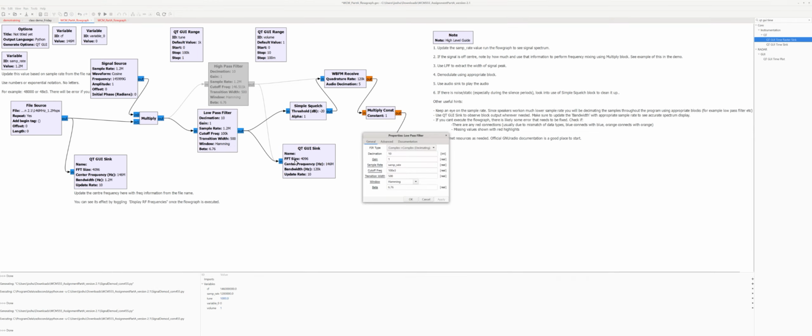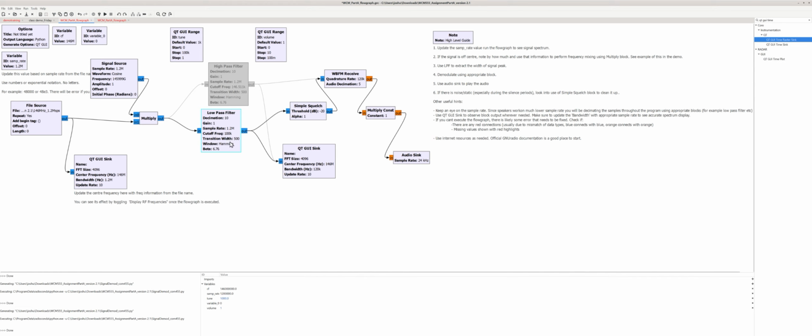Our low pass filter here has a cutoff of 100k. What that basically means is that every frequency higher than 100k will be attenuated. It's only going to allow signals less than 100k to pass through for further processing. Any signals higher than that will be cut off.